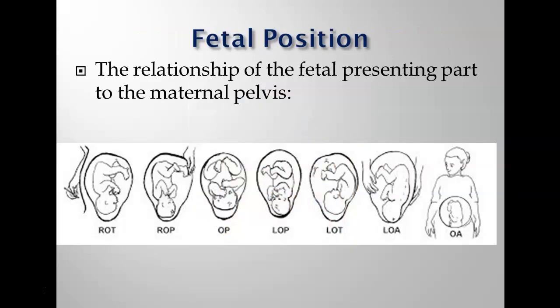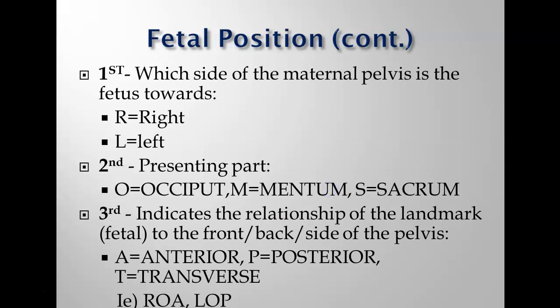So the fetal position is the relationship of the fetal presenting part to the maternal pelvis. So when the baby is in a vertex or a cephalic position and presentation, the way that their head or body is turned will give you different fetal positions. And these are some examples down here. So fetal position is determined by first figuring out which side of the maternal pelvis the fetus is toward. And we're talking about the back of their head, not their face, but which part of the back of their head. So is it toward mom's right leg or her left leg, or right side of her pelvis or left side of her pelvis?